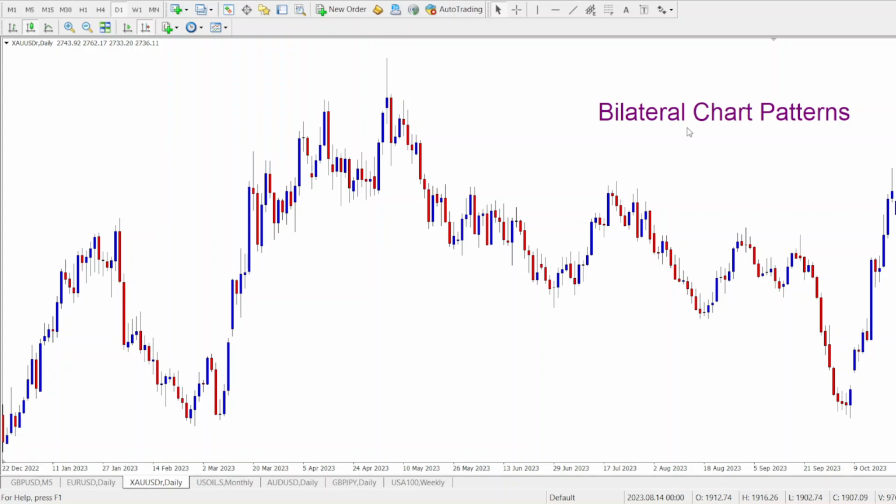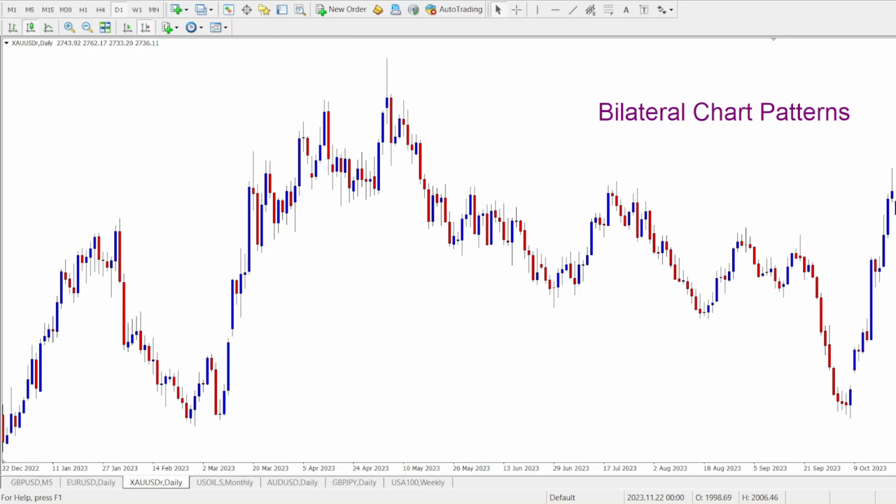All right, so now getting right into it, what exactly are bilateral chart patterns? These patterns, including triangles and rectangles, are formed when the price moves in a range-bound market. That's when the price moves in a range-bound manner. They indicate a period of consolidation where traders are waiting for a breakout. Understanding these patterns is crucial as they can provide key insights into future price movements.